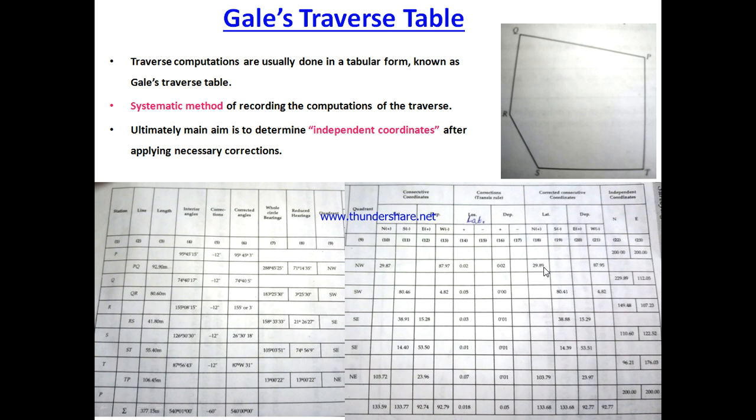For example, here 29.87 is the value before correcting the latitude, and after correction, we have to take positive, so we will get 29.89. Similarly, 87.97 is the departure value. We will add 0.02 and we will get here 87.95.